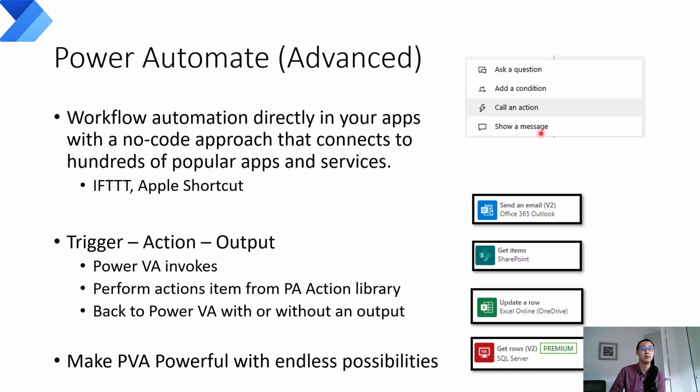So what is Power Automate? Power Automate is a workflow automation service that can perform certain actions when you trigger it. There are some similar services such as IFTTT or Apple Shortcut. It is very easy to use. It is a trigger, action, and output. The trigger is the Power Virtual Agent invoking, and the action is Power Automate performing the action from the Power Automate action library.